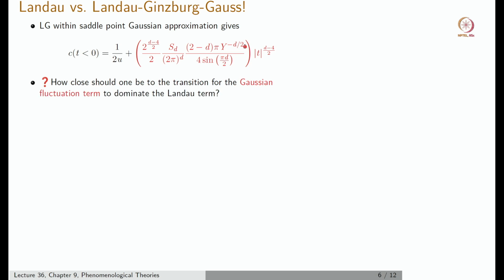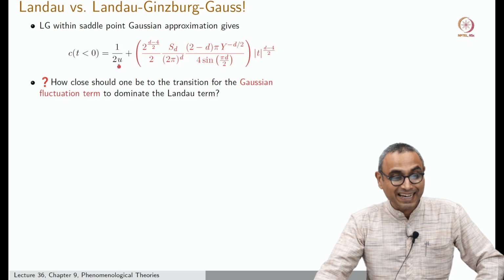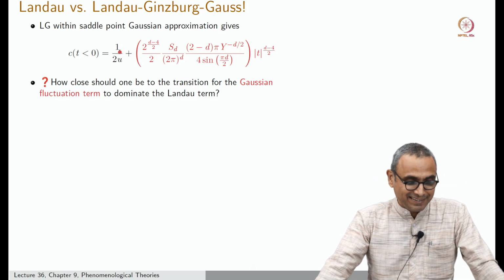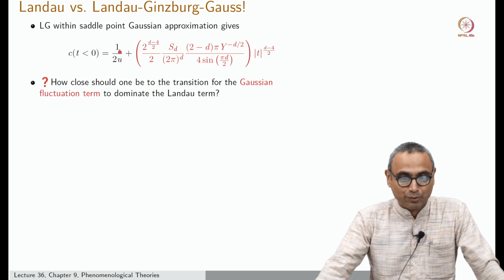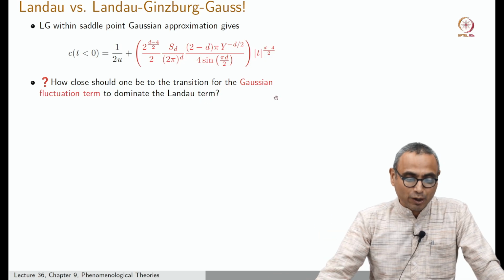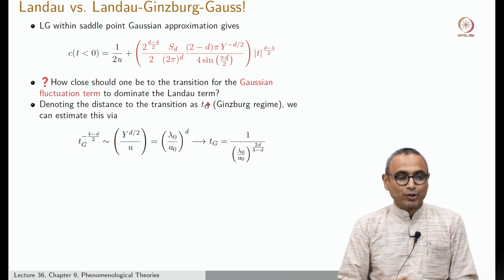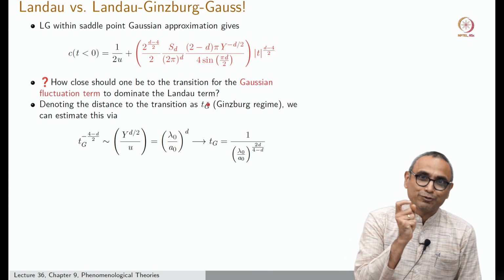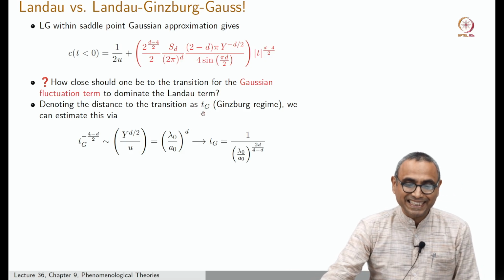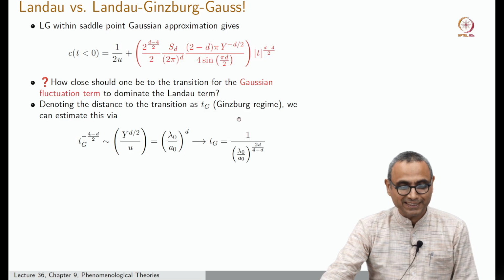Okay? Alright. So the natural question to ask now is, how close should I be to t equal to 0, which is where the critical point is, so that the fluctuation term starts to dominate this Landau jump discontinuity. This is what I would like to find out. So, how close should one be to the transition so that the Gaussian fluctuation term can actually dominate the Landau term? Okay. So, this regime of t is denoted by t_g after Ginzburg, who came up with these arguments.